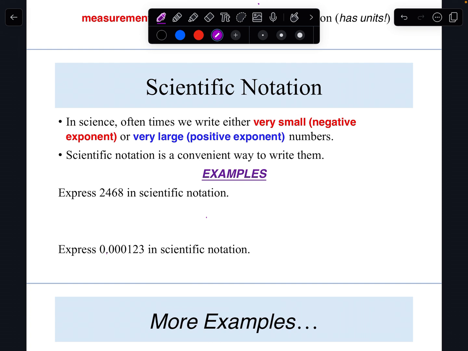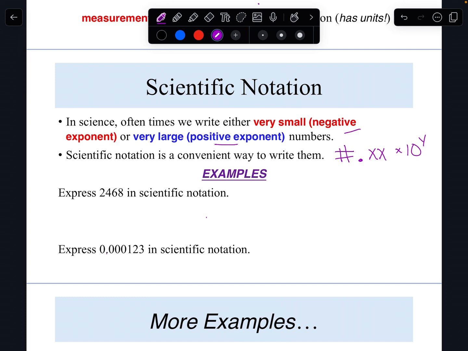Scientific notation is used because numbers are either very, very small, meaning they have a negative exponent, or they're very large, which means they have a positive exponent. So the way that we write them is one number, I'm going to put a number sign, a decimal place. You put the rest of your numbers, I'm just going to make those X's. And then you do a times 10 to the and an exponent, which is either positive or negative.